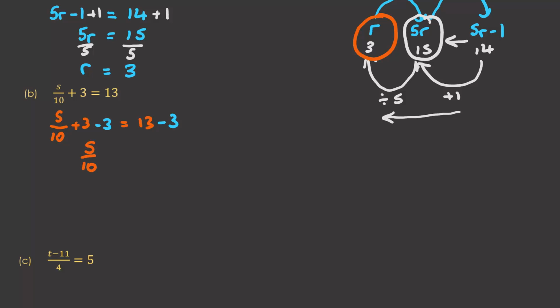That leaves me with S over 10 on this side, and on this side I get 10. Now I need to do the inverse operation. So that's going to be multiplied by 10 here, and that means I need to multiply by 10 on this side as well. And so that gives me S on this side and 100 on the other side.